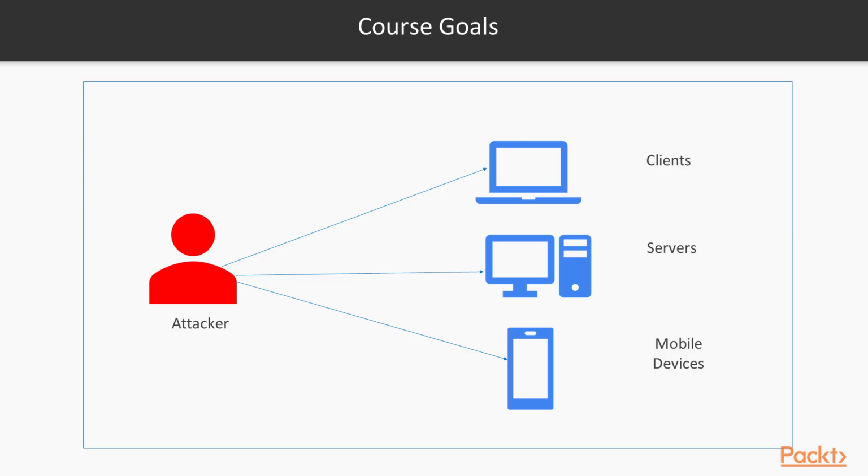If I talk about the lab setup, then this is the kind of lab setup we have. There is an attacker and there are some machines like some client machines, some server machines, and some mobile devices. We are going to penetrate all these devices one by one.